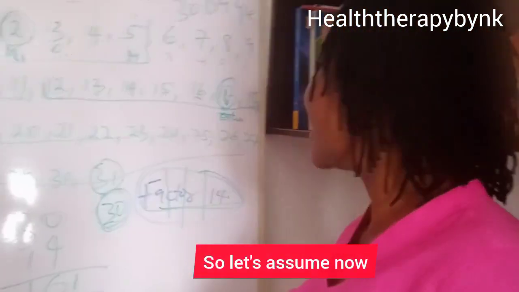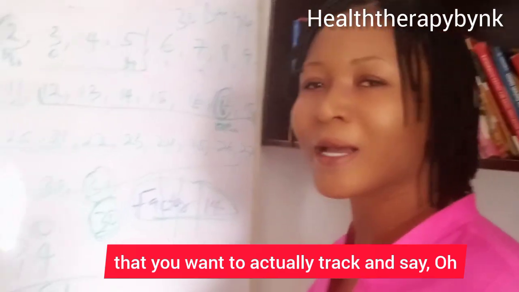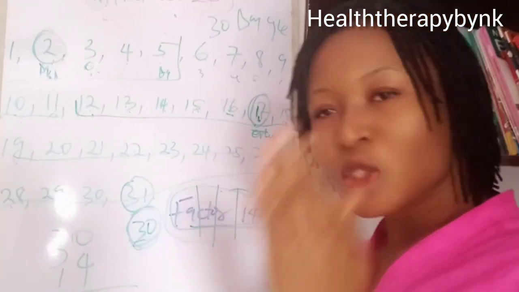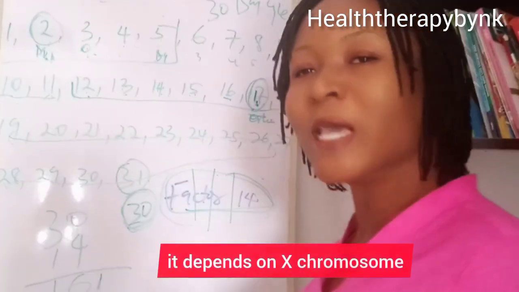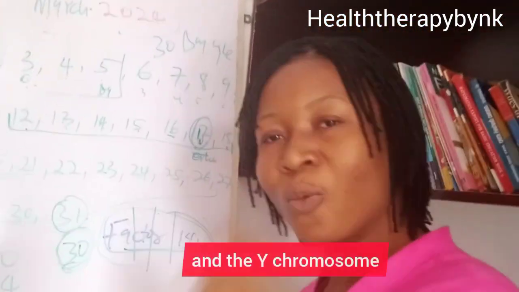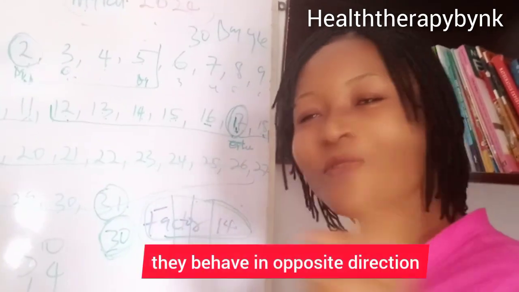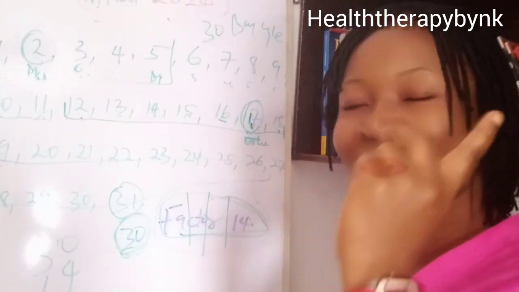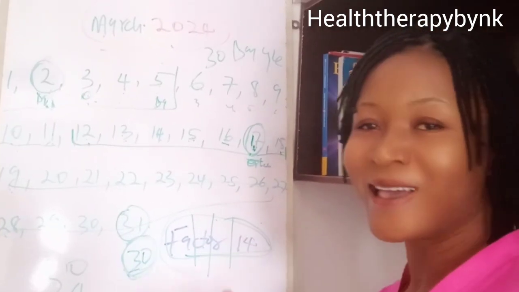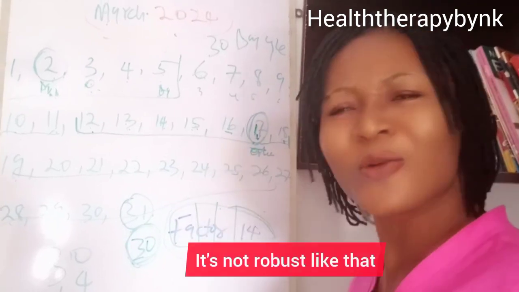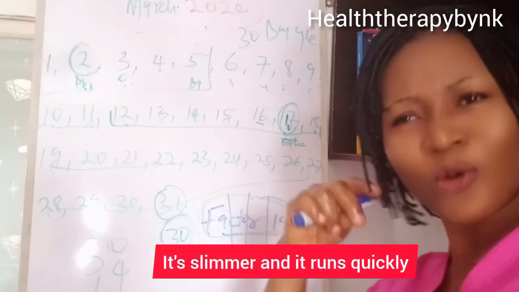All right, so let's assume now that you want to track and say, I want to conceive a baby girl, I want to conceive a baby boy. Studies have it that it depends on the X chromosome and the Y chromosome. They behave in opposite directions. The X chromosome is very robust and runs very slow, while the Y chromosome is slimmer and runs quickly.